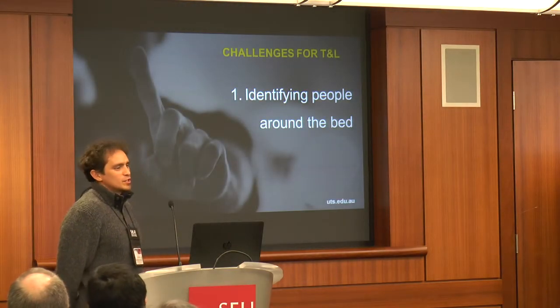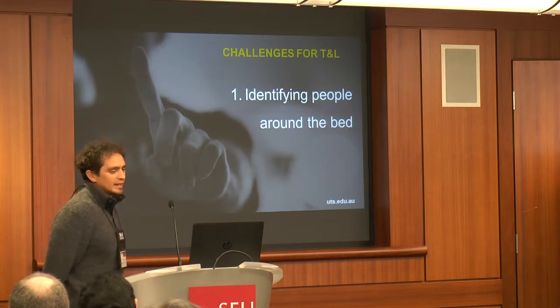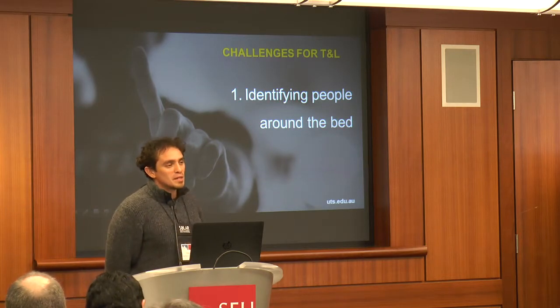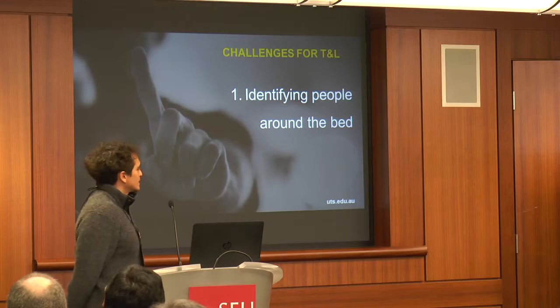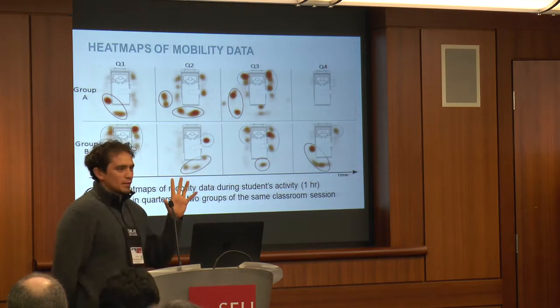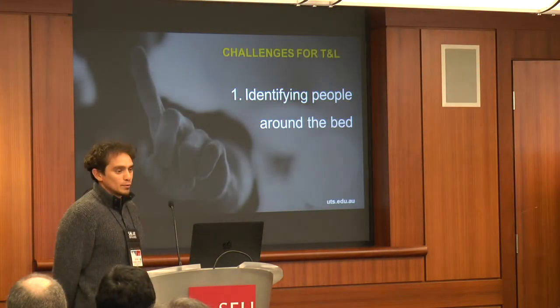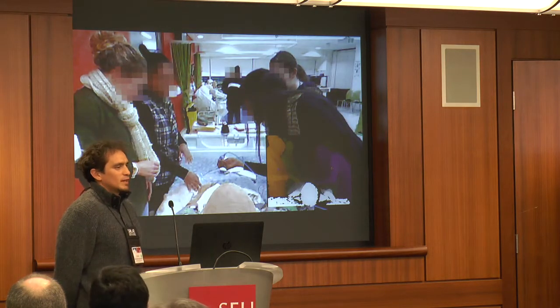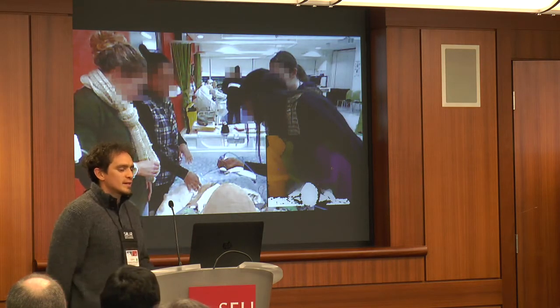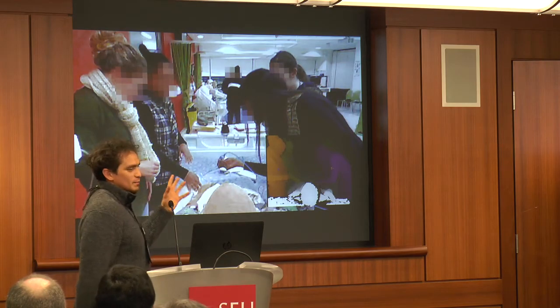One of the main challenges that emerged initially here was identifying people around the bed. As you can see here in the heat maps, we are not identifying who is who, even when we try. And there are many reasons for that. We are using a vision system, so it has inherent limitations.